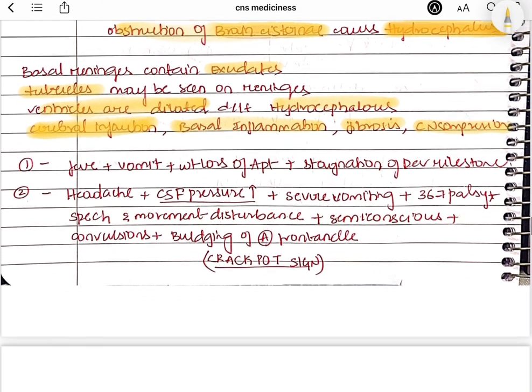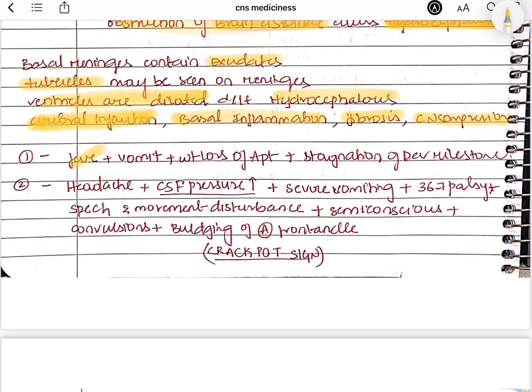So what will be the symptoms? First, there will be fever associated with vomiting, weight loss, loss of appetite, and stagnation of developmental milestones. So just write these generalized TB symptoms. And then write about TB meningitis symptoms like headache associated with vomiting, and rise in the CSF pressure because there is hydrocephalus plus obstruction to the CSF flow. Also cranial nerve 3, 6, 7 palsy, and disturbance in speech and movement, semi-consciousness, and convulsions can be seen.